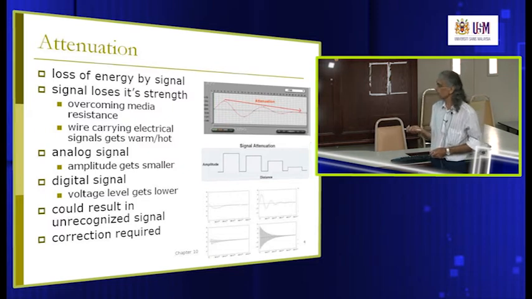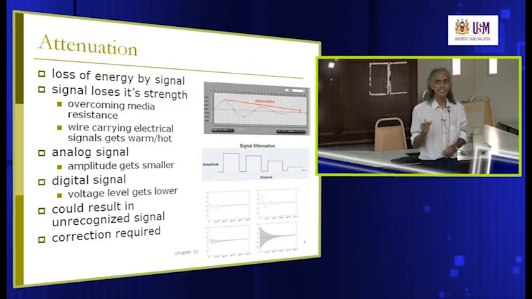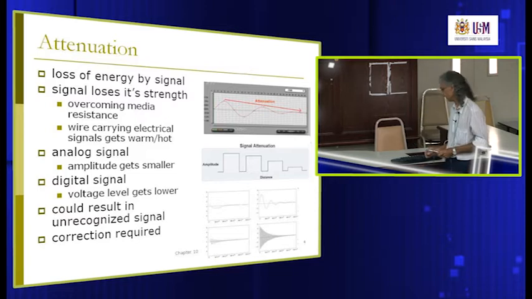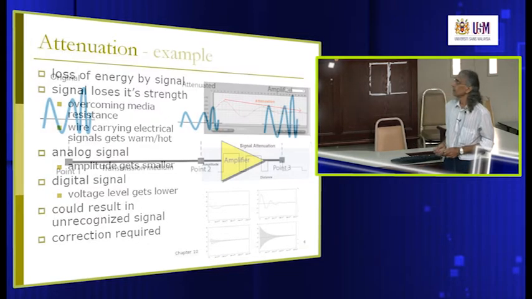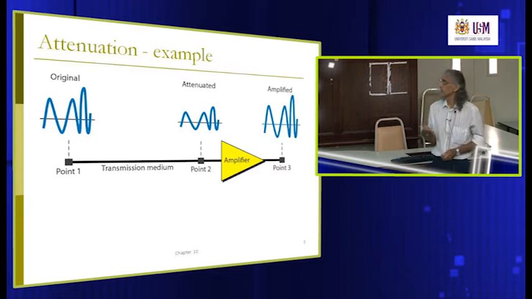So we require some kind of correction, because if we don't do that, the signal reaching the destination cannot be recognized. We must do something about it. The simplest way is what we call amplification. At the beginning, the signal is quite all right. We send a good signal. After traveling a certain distance over a medium, the signal is attenuated, meaning that its strength has been reduced considerably.